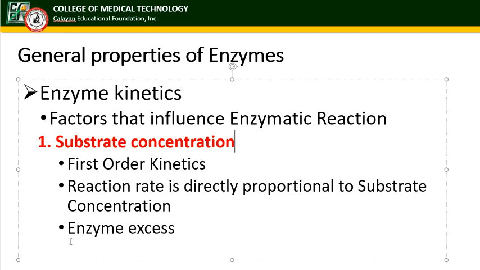Kasi, sobra yung enzyme dito. So, madaming enzymes na available kaso kulang yung substrate. So, kailangan ng mga substrate na pupuntahan ng enzymes para magkaroon ng conversion. So, lack or kulang ang ating substrate sa first order kinetics. First, substrate concentration.